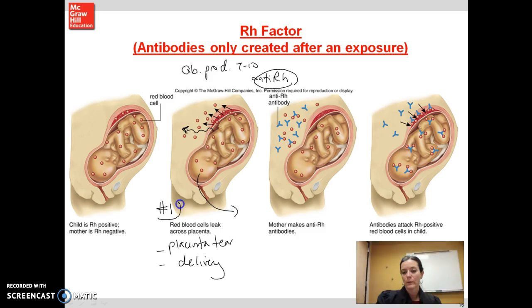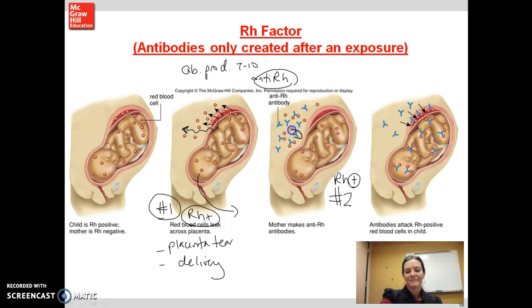So baby number 1, if the baby is Rh positive, and if the blood cells leaked across the membrane, then the mom would actually have had this exposure, and she would now be producing anti-Rh antibodies. Now, baby number 2 comes along. If baby number 2 is Rh negative, is there anything for these anti-Rh antibodies to bind to? No. So if baby number 2 is Rh negative, that baby's fine. But if baby number 2 is Rh positive, this is when we have a problem.